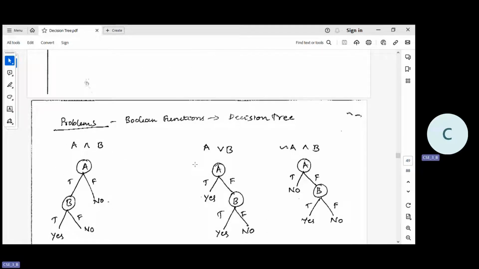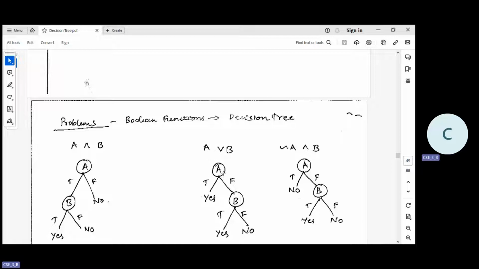Similarly, we can go with another example to learn more about this. We can observe here A or B. In A or B, when the condition becomes false, the decision is no. So when A is false and B is false, only then the decision is no. In all the other cases, when A is true, B is false, or when A is false, B is true, and when A is true, B is true, the decision is yes.